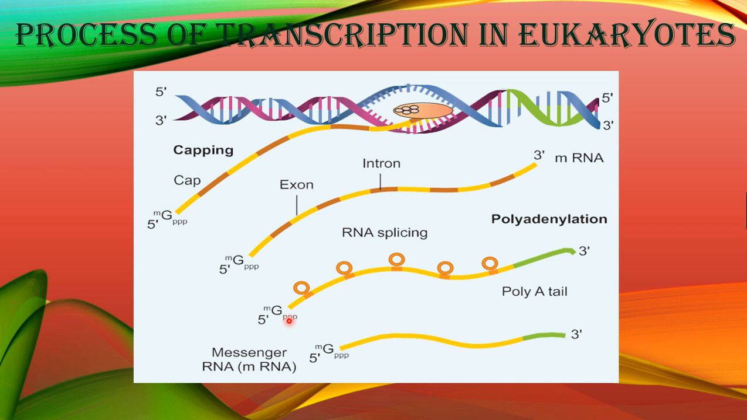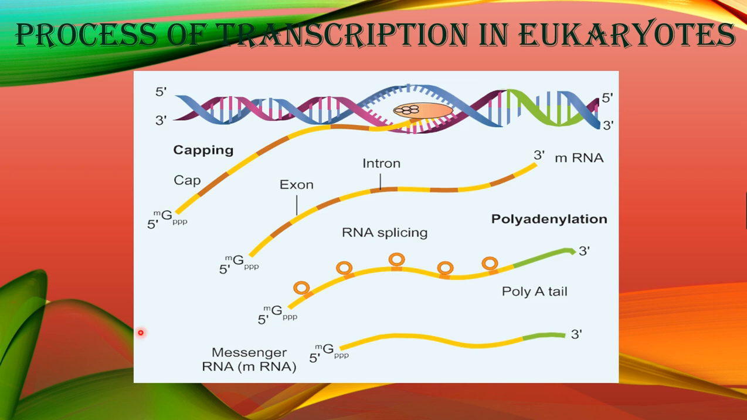And what is added in the 5' end? Methyl guanosine triphosphate is added at the 5' end as a cap. What is the tail? Through the polyadenylation process, the poly A tail is formed. So like this, mRNA is formed. These three steps we'll see one by one today in the process of transcription in eukaryotes.